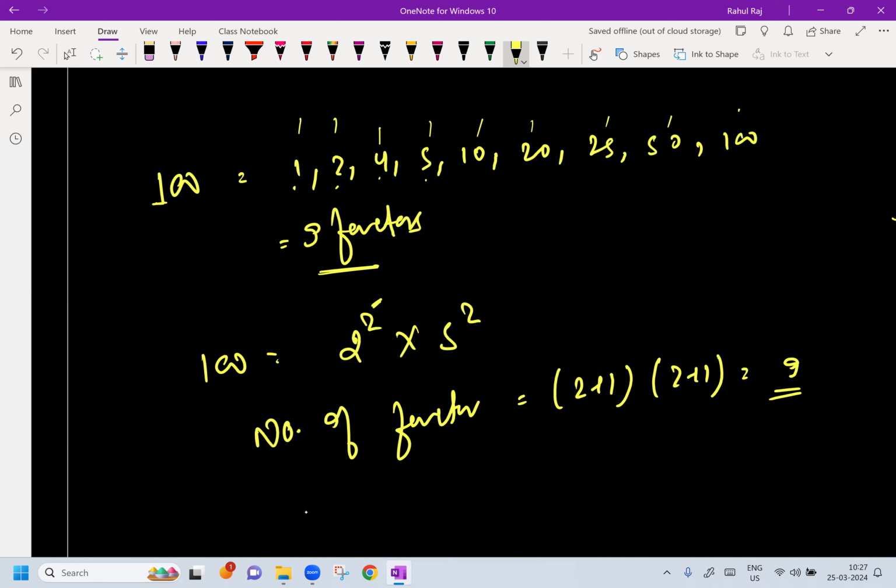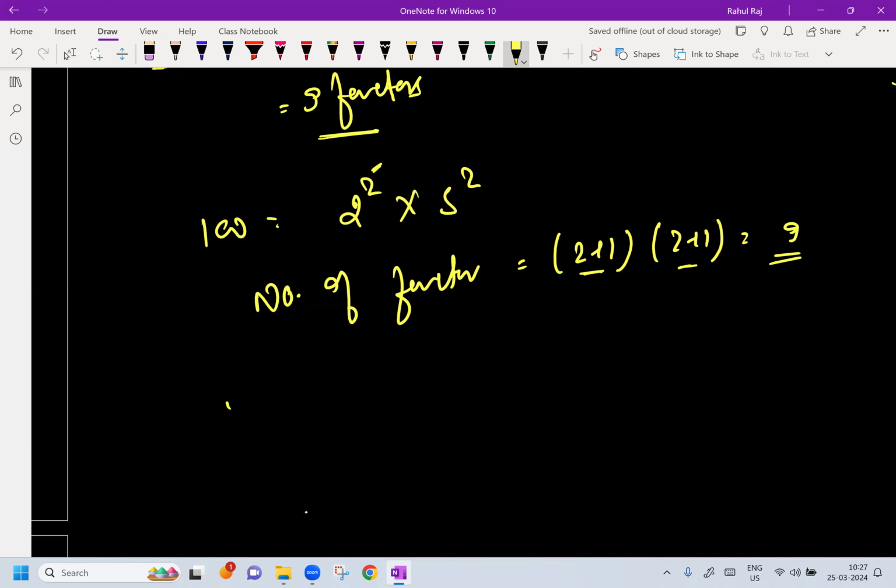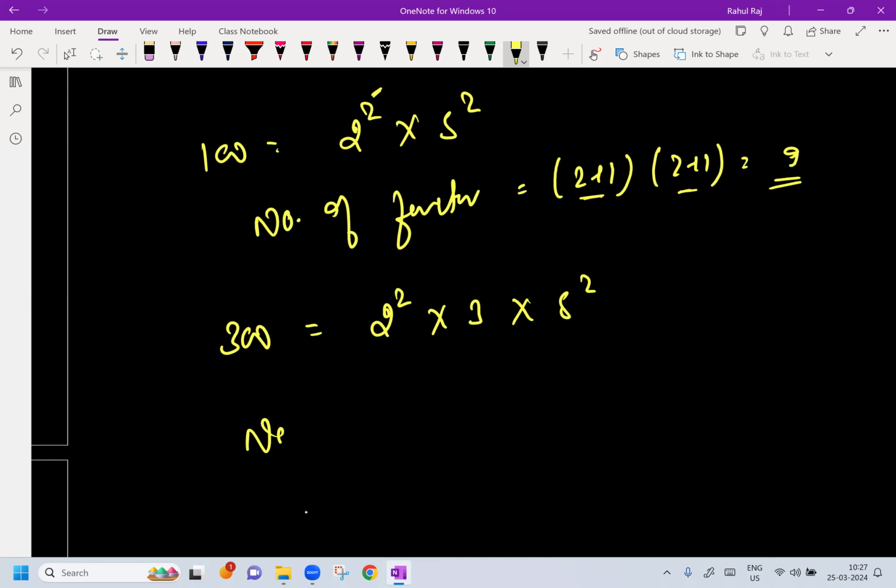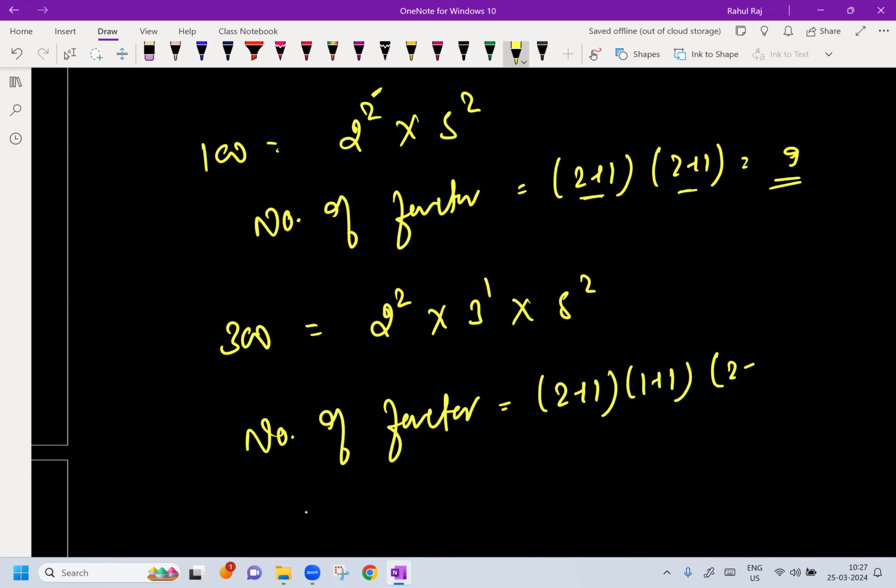So when we are finding the factors, we are technically doing nothing but adding plus 1 to the powers and multiplying. Imagine I ask you how many factors of 300 are there. My job is to convert this into prime factor form. This is nothing but 2 square into 3 into 5 square, because 100 into 3. To count the number of factors, add plus 1 to the powers and simply multiply. Here it is 2 plus 1, here it is 1 plus 1, here it is 2 plus 1. So 3 into 2 into 3, there will be a total of 18 factors.